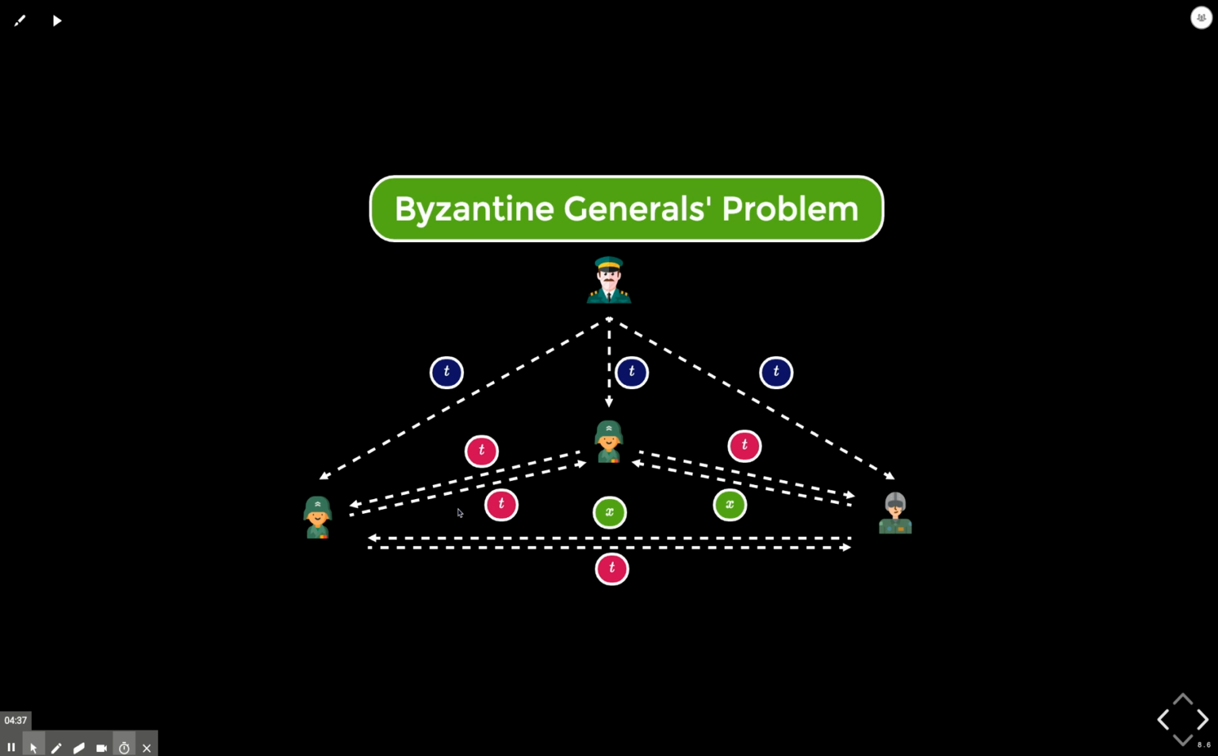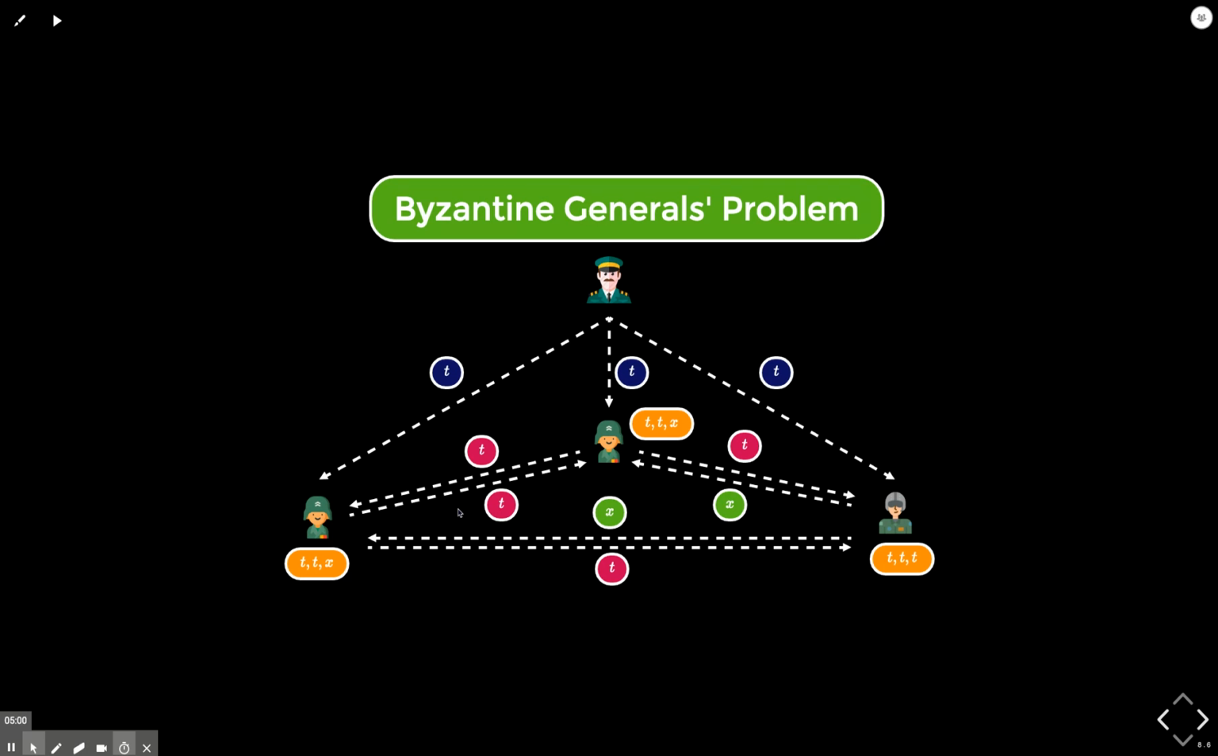Now, do we still have consensus? Do we still agree on the right time T? Well, the answer is yes in this case, and here's why. Let's think about what the messages are. The soldier on the bottom left has received two messages, one from the general and one from the other party, that the time for attack will be time T, and he received a contradictory message from the cheater, which is time X.